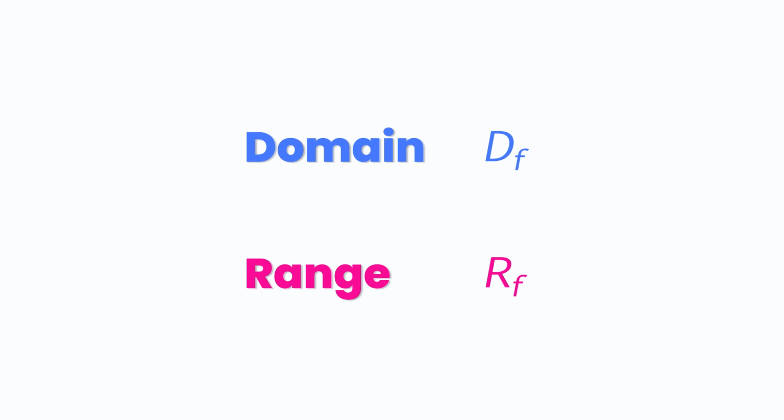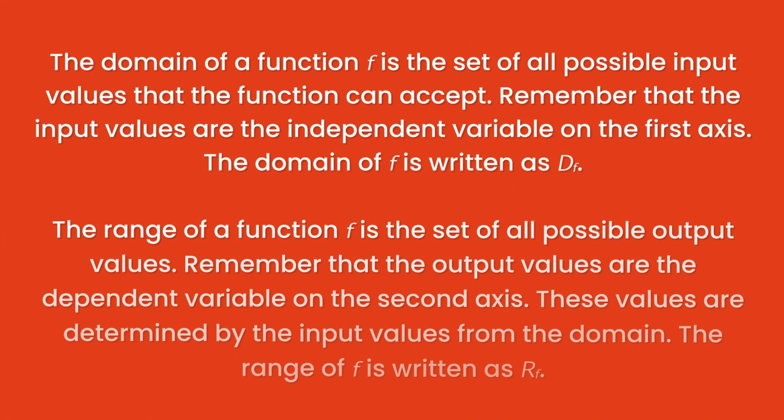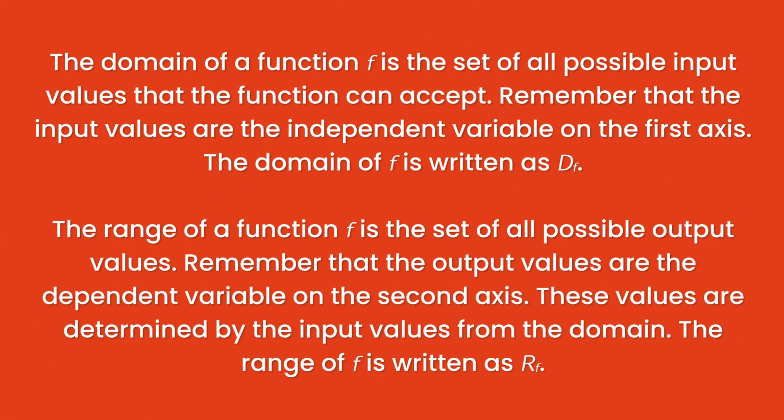The domain of a function f is the set of all possible input values that the function can accept. Remember that the input values are the independent variable on the first, or horizontal, axis. The domain of f is written as D_f. The range of a function f is the set of all possible output values. Remember that the output values are the dependent variable on the second, or vertical, axis. These values are determined by the input values from the domain. The range of f is written as R_f.